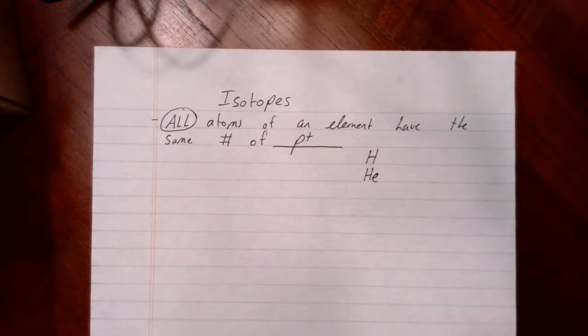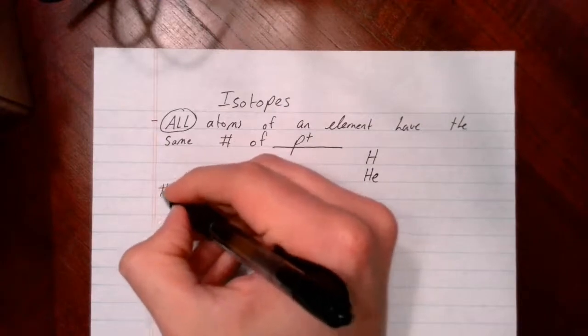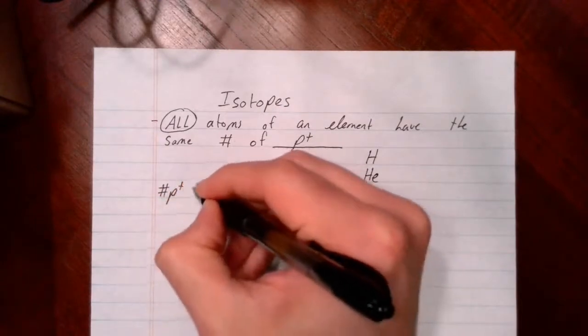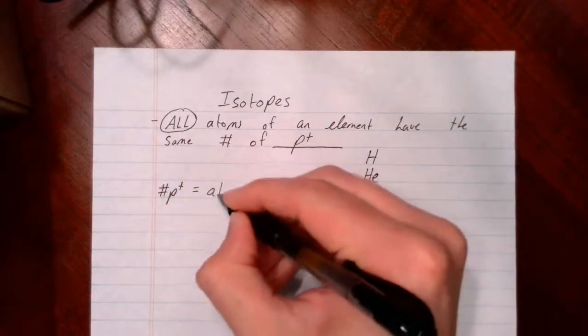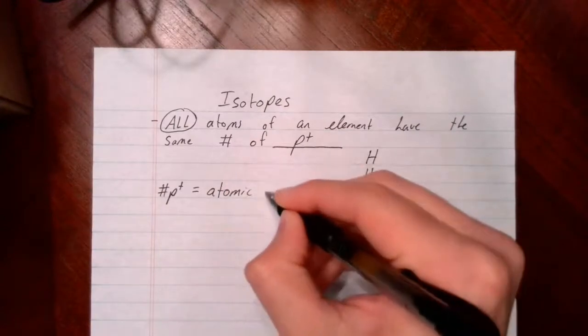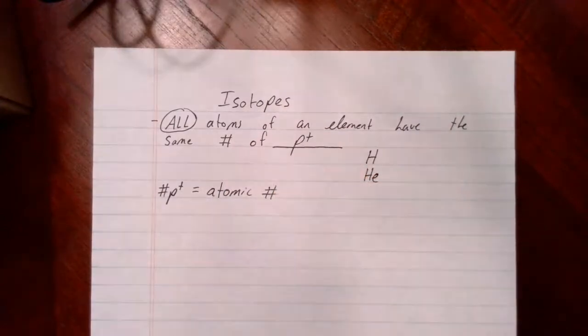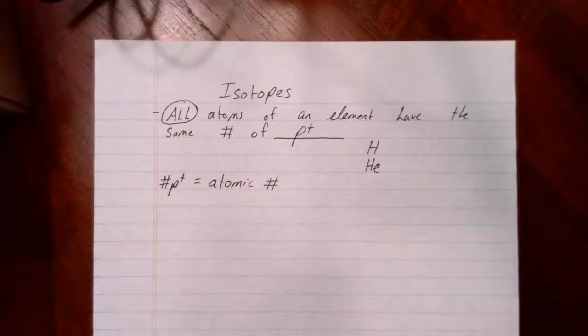So the number of protons we also call the atomic number. Okay. So if I ask you what is the atomic number of an atom, I'm also asking you how many protons the atom has. Those two terms are used pretty interchangeably.